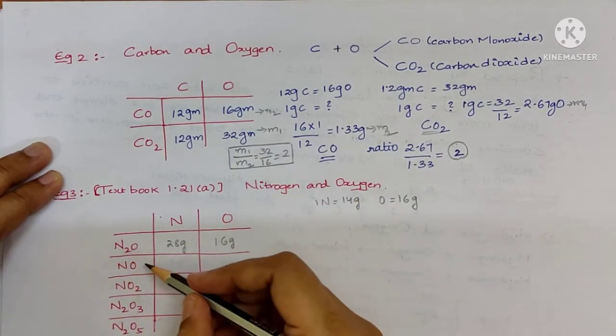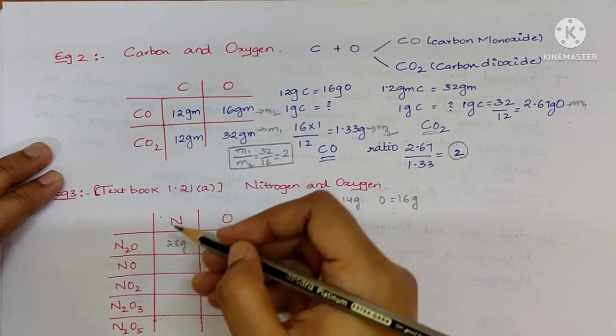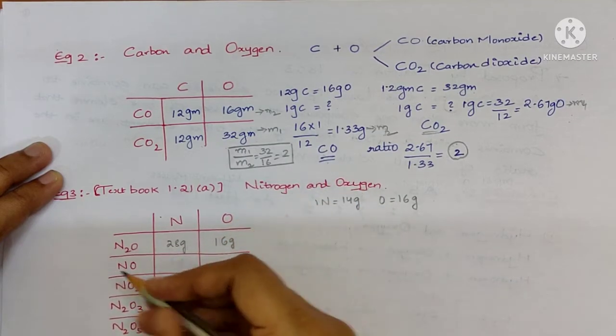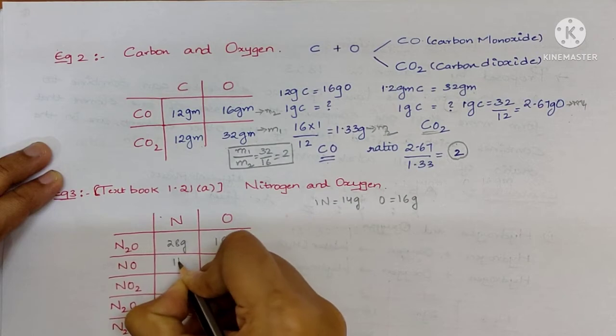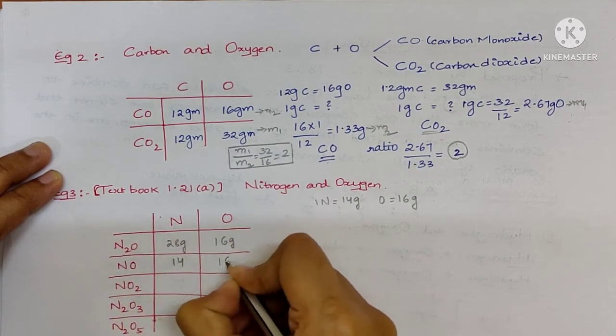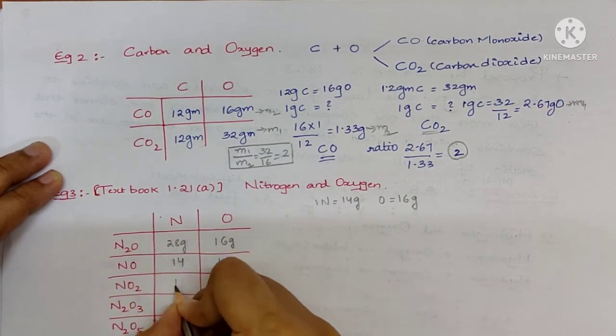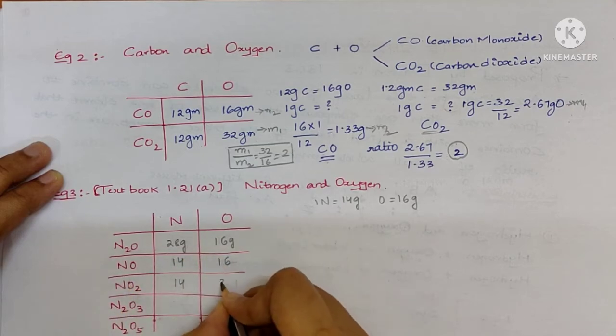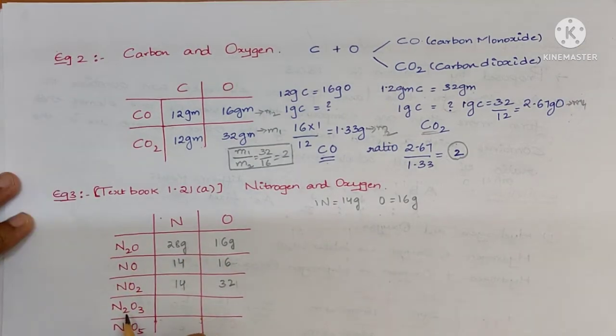Okay, students. So, like that, we have to find masses of N and O in each and every compound. We have here 1 N, so 14 grams, 1 O, 16 grams. We have 1 N, so 14 grams. We have 2 O's, so 32 grams. Here we have 2 N's, so 2 into 14, 28 grams. Here we have 3 O's, so 3 into 16, how much, students? 48 grams. Here we have 2 N's, so 2 into 14, 28 grams. And here we have 5 O's, 5 into 16, 80 grams.